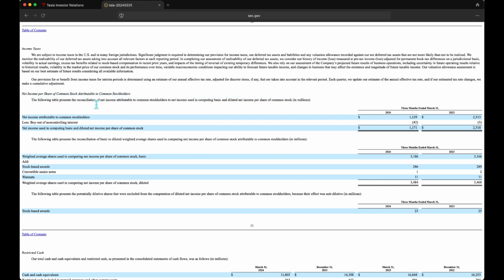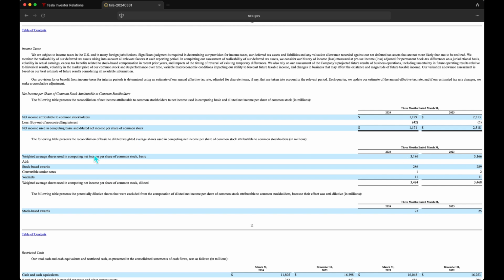The following table presents the reconciliation of net income attributable to common stockholders to net income used in computing basic and diluted net income per share of common stock in millions. These are the values we're going to use. So if you remember, we have the net income attributable to common stockholders, which is the 1,129, but we subtract the buyout of non-controlling interest. So since it's minus this buyout and the buyout is negative, we're actually adding this value. So it would be 1,129 plus 42, which leaves us with a net income of $1,171 million. That's our net income value.